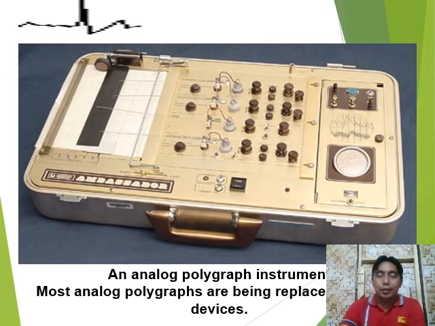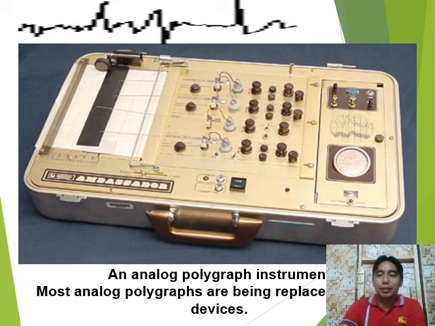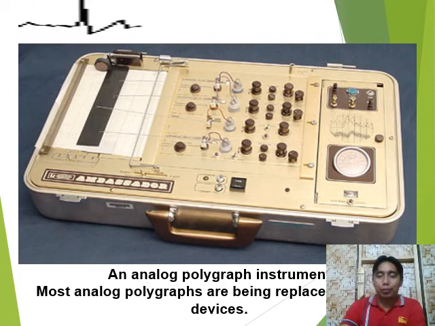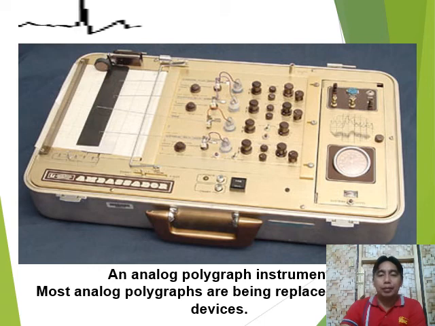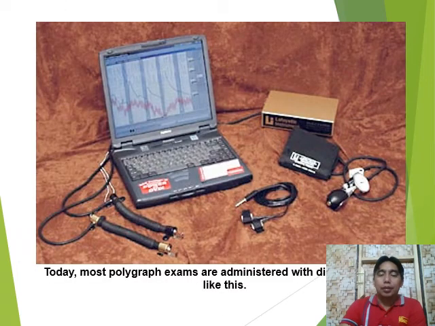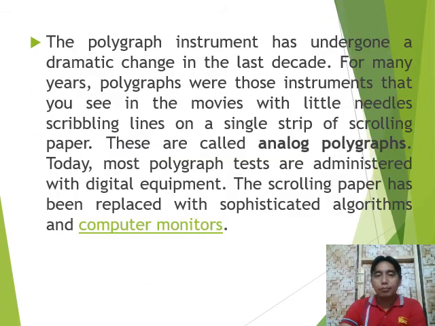So this is an example of the analog for those who have not seen it yet, but if you were my student before, probably you can remember that. And this is an example of the computerized polygraph machine, which I also have a video on, about the different parts and functions of its components. So let's go further.